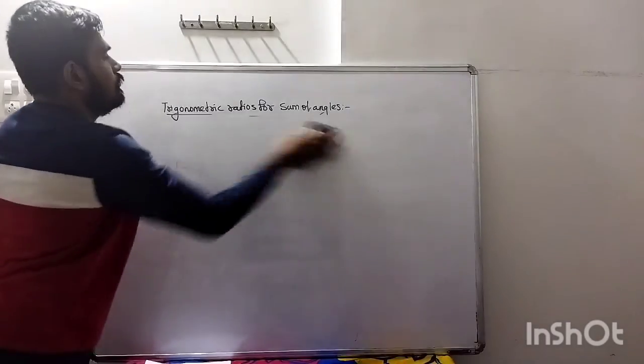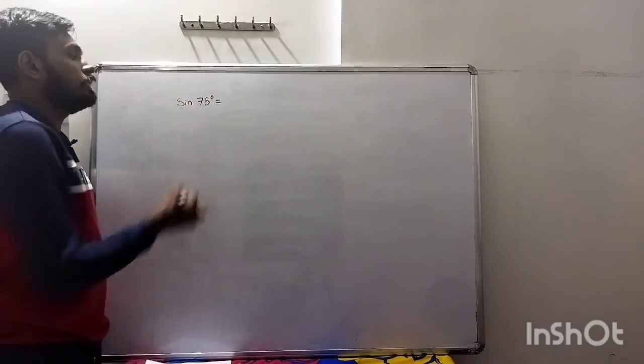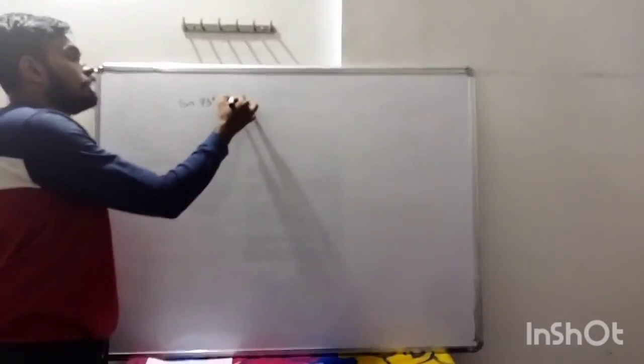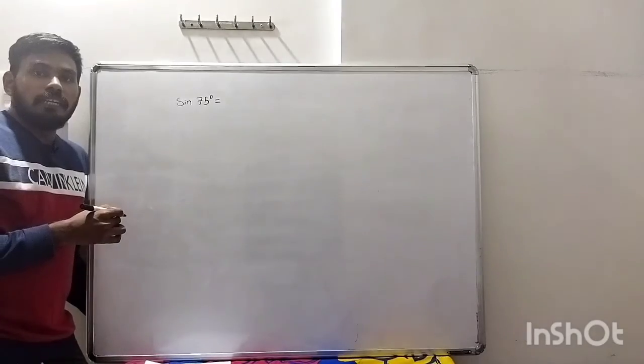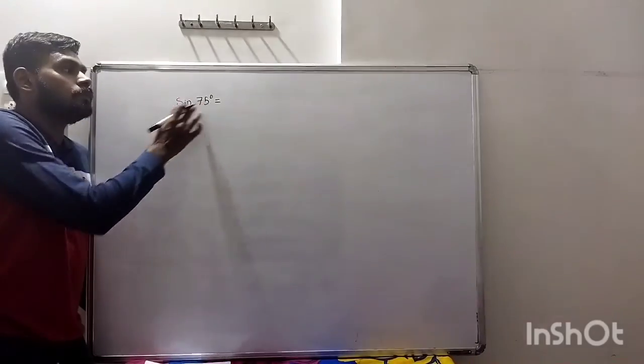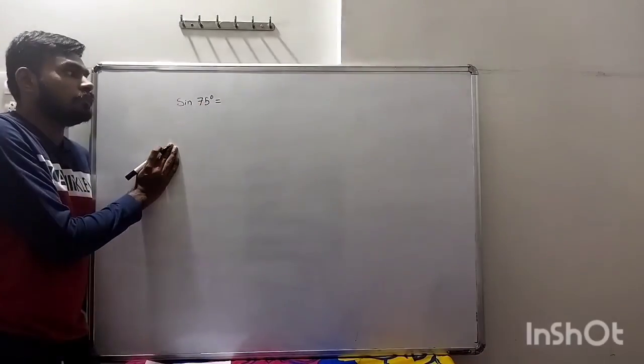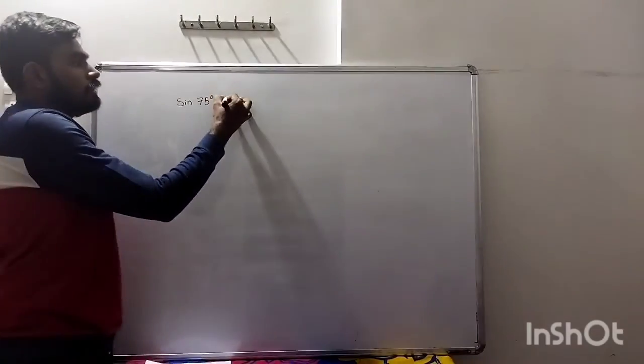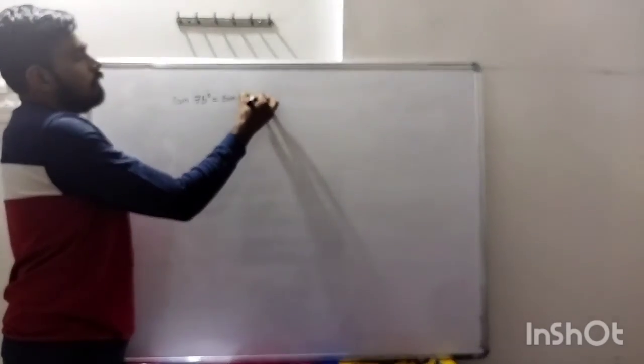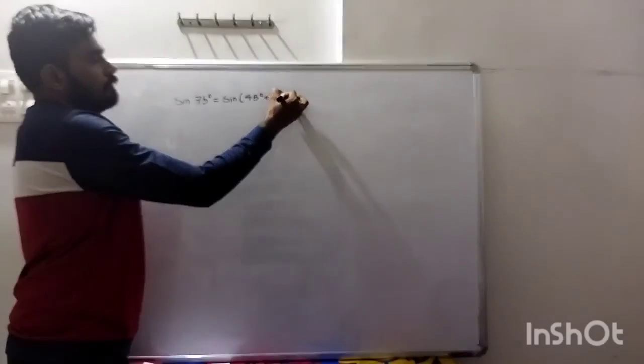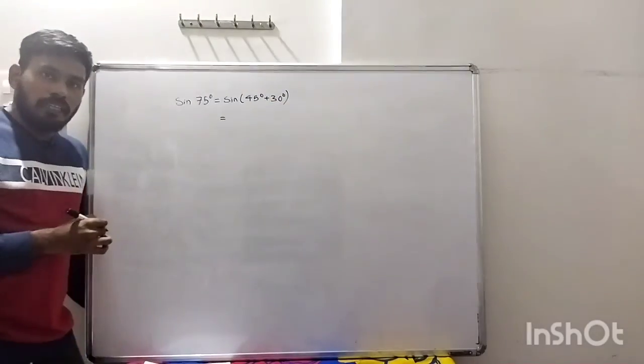Next we'll see, using this, what is tan of 75 degrees. Sorry, first we will find simply sin of 75 degrees. So see, sin of 75 degrees can be written as, how do we write this? We write this as the sum of two standard angles. Okay, 75 degrees as the sum of two standard angles: sin of 45 degrees plus 30 degrees.